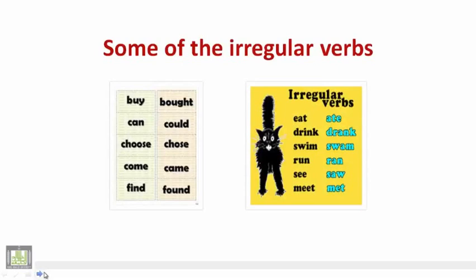Here we have just some of the irregular verbs: buy, bought, can, could, choose, chose, come, came, find, found, eat, ate, drink, drank, swim, swam, run, ran, see, saw, meet, and met. If you notice, all of the second forms of these verbs do not have ed at the end. That's why we call them irregular verbs.